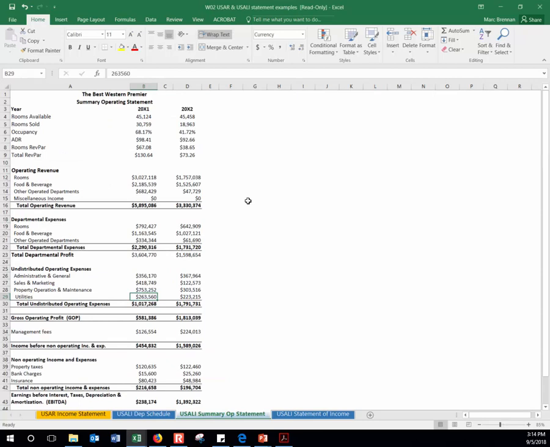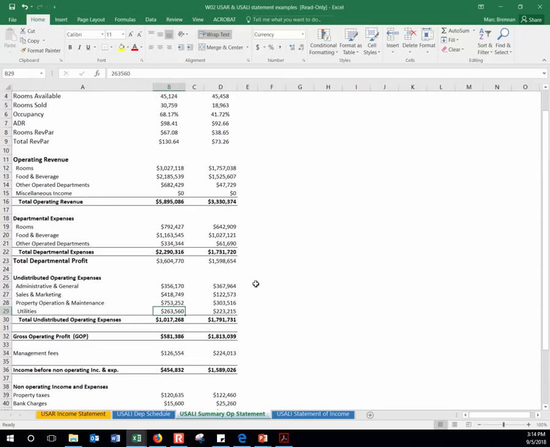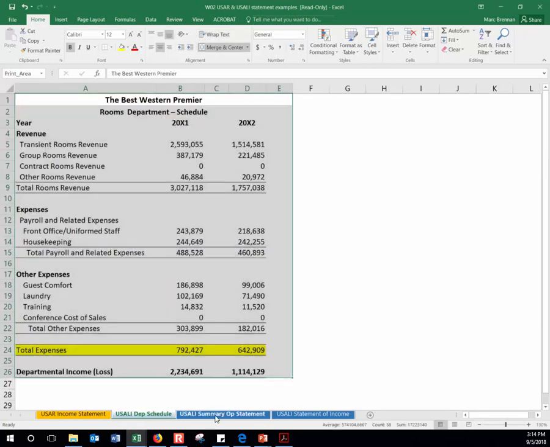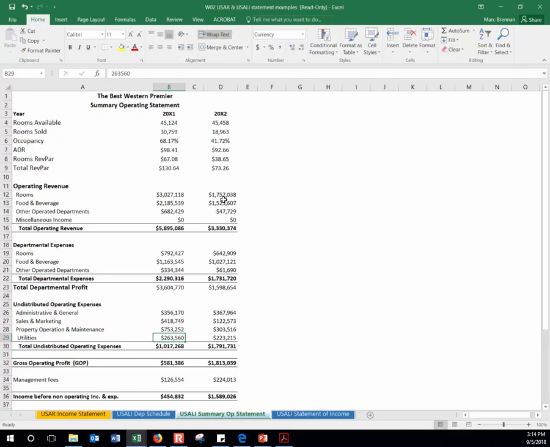So if we take a look at the same example, okay, and you click at the bottom, go to USALI Summary Operating Statement. I want to start off by connecting the dots. So, well, first let's take a look at the top.